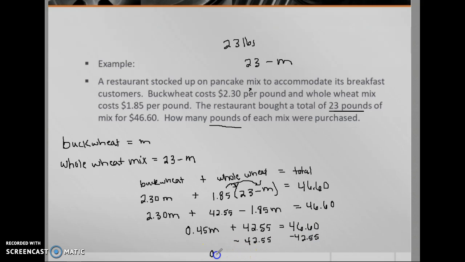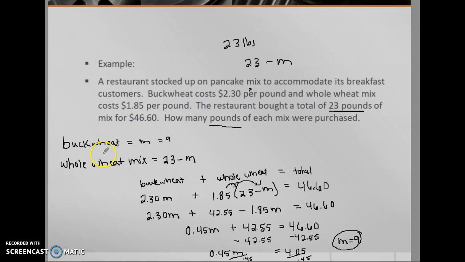We're left with our 0.45 M equal to $4.05. And now our last step, we want M by itself, so we're going to divide by 0.45 on each side. So we get M to equal 9. So this means that my number of pounds for buckwheat, M, is equal to 9.